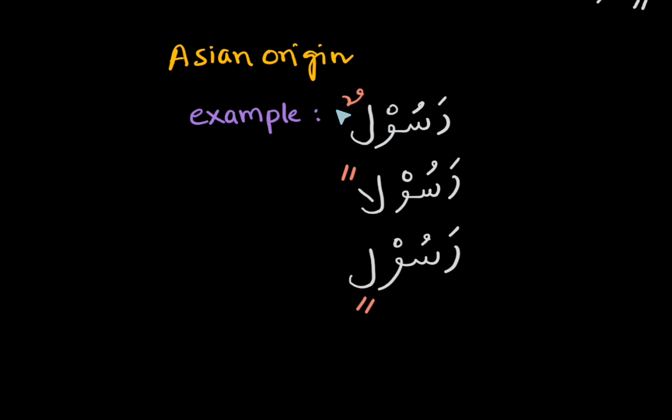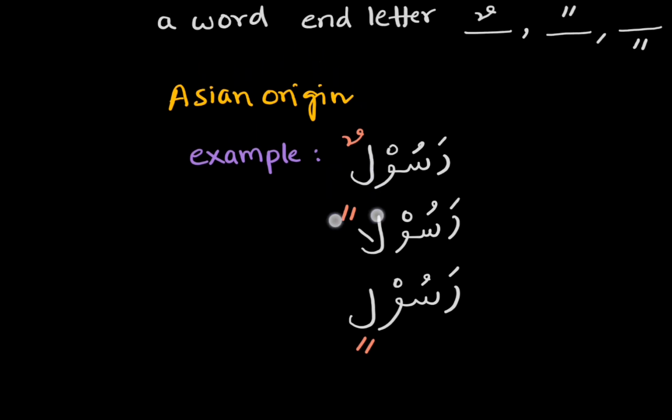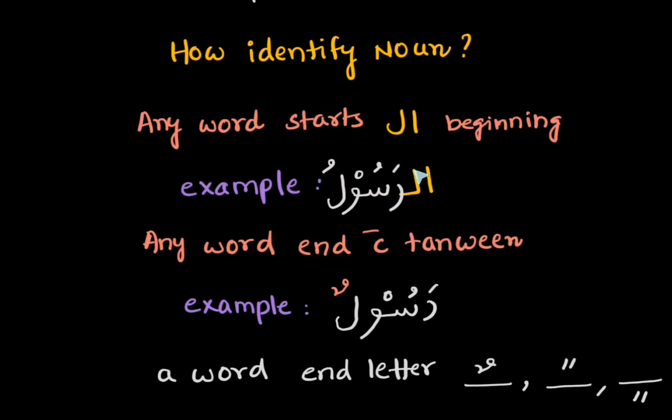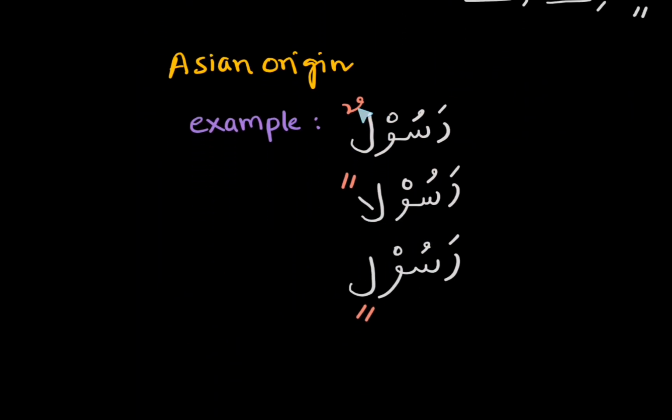So a word which ends with a tanween, either it can be double dhamma or double fatha or double kasra, these words are also known as nouns. So there are two signs of a noun, that is the word which begins with alif lam and the word which ends with a tanween. So these are the two identifying signs of a noun, that is a word which starts with alif lam at the beginning and a word which ends with a tanween, that is double dhamma, double fatha or double kasra.